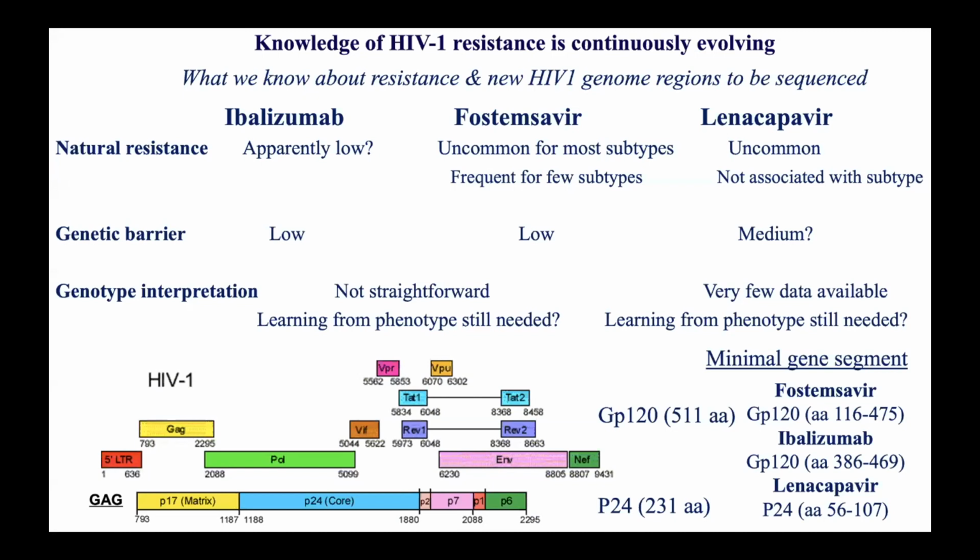And about the genetic barrier, we know that for ibalizumab and fostemsavir it is very low. For lenacapavir it is low to medium, which we still need to identify. We don't yet have a real genotype interpretation for ibalizumab and fostemsavir, and we surely need more learning from phenotype. We also start to have some data about lenacapavir, but we still need to learn more from phenotype.